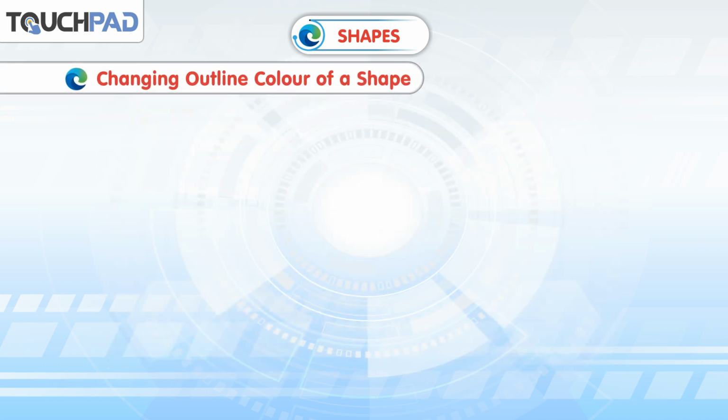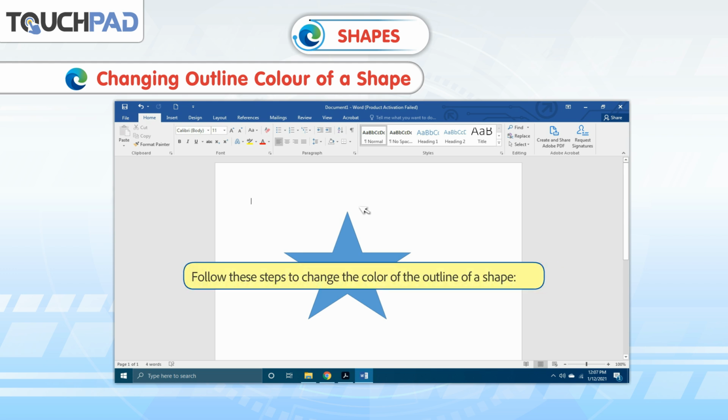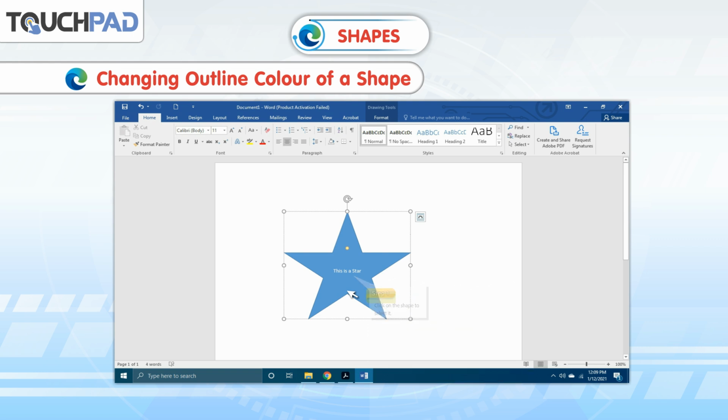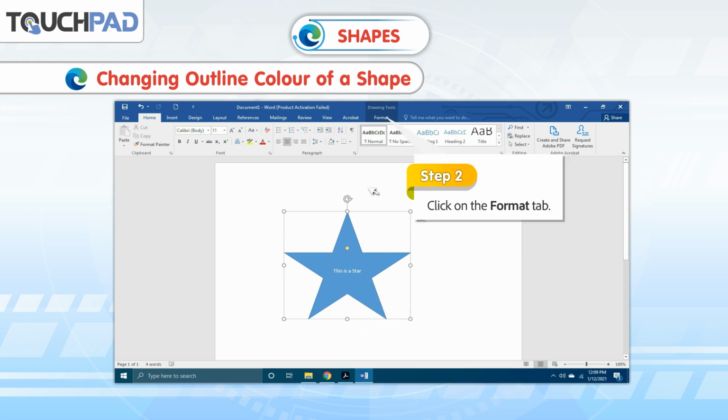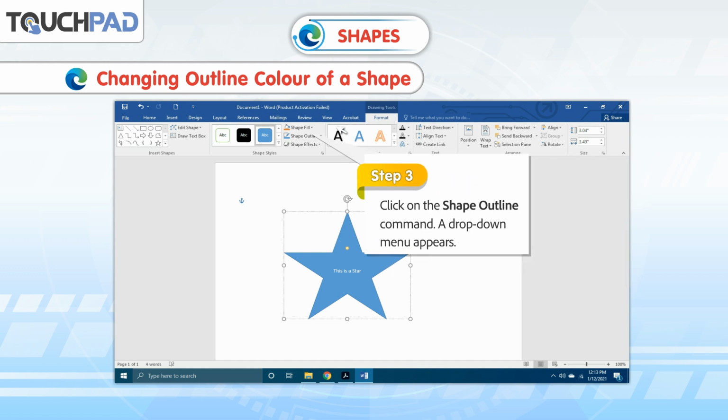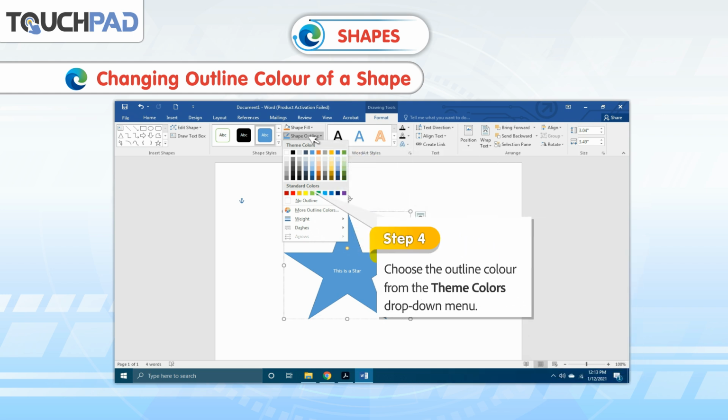Changing outline color of a shape. Follow these steps to change the color of the outline of a shape. Step 1. Click on the shape to select it. Step 2. Click on the Format tab. Step 3. Click on the Shape Outline command. A drop-down menu appears. Step 4. Choose the outline color from the Theme Colors drop-down menu.